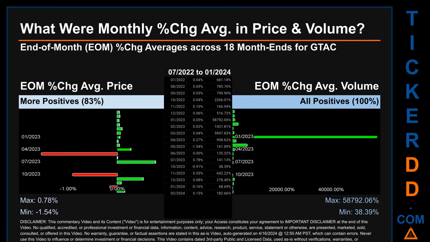Price saw an end-of-month max of 0.78% in average percentage change along with a minimum of -1.54%. For volume, the maximum and the minimum monthly percentage change were respectively 58,792.06% and 38.39%.